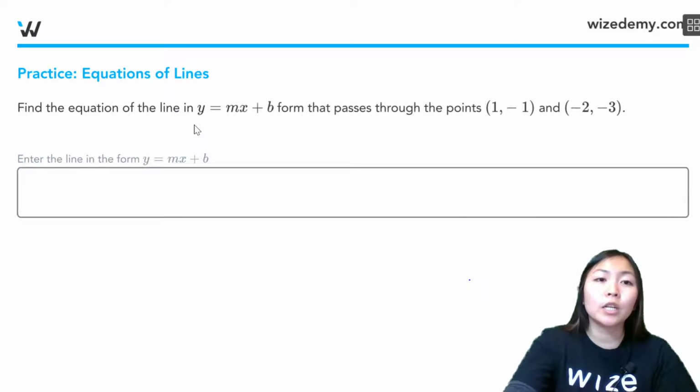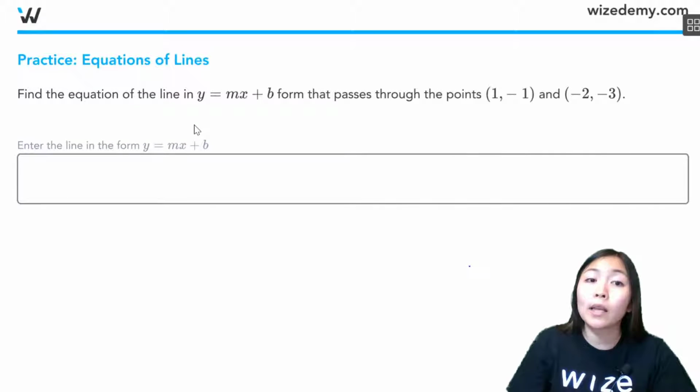Okay, quick practice question here. We want to find the equation of the line in y equals mx plus b form that passes through these 2 points. So we need a slope and we need a y-intercept.